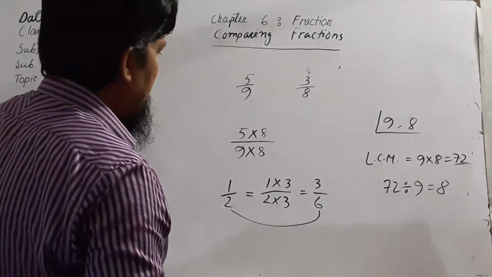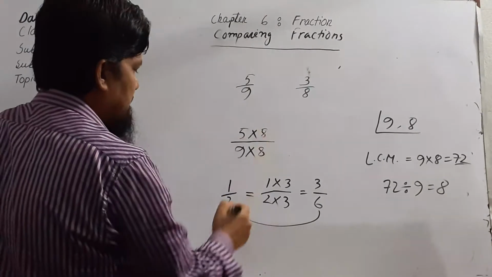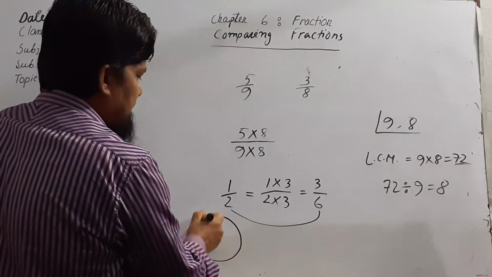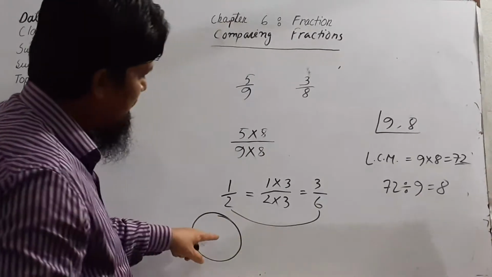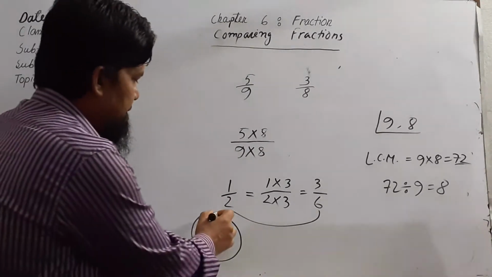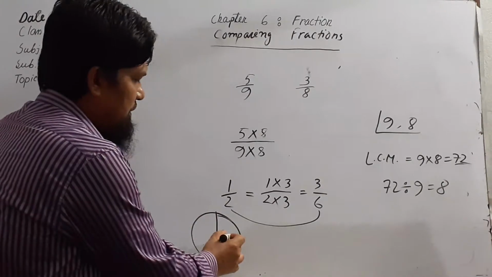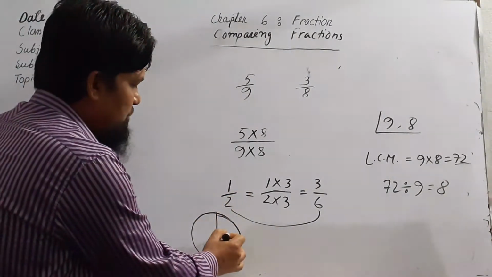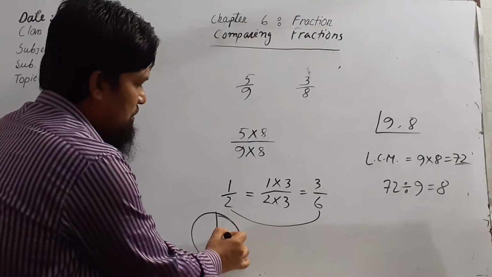It can be explained by drawing a picture here. This is a circle. I have divided it into two equal parts. So this part is 1 by 2. This part is 1 by 2.